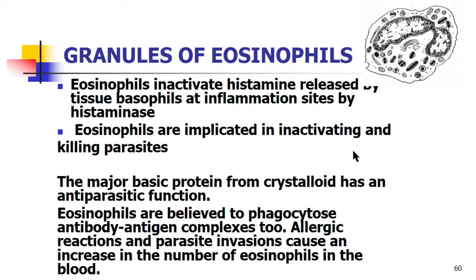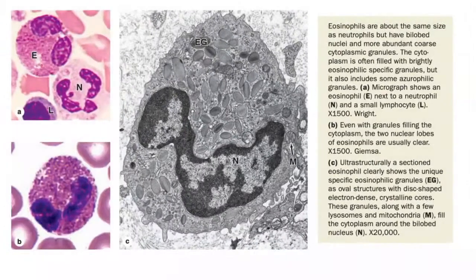Eosinophils are implicated in killing parasites. The parasites die after the activities of the crystalloid, which has antiparasitic functions. Eosinophils are believed to phagocytose antibody-antigen complexes. An allergic reaction or parasitic invasion causes an increase in the number of eosinophils in the blood.